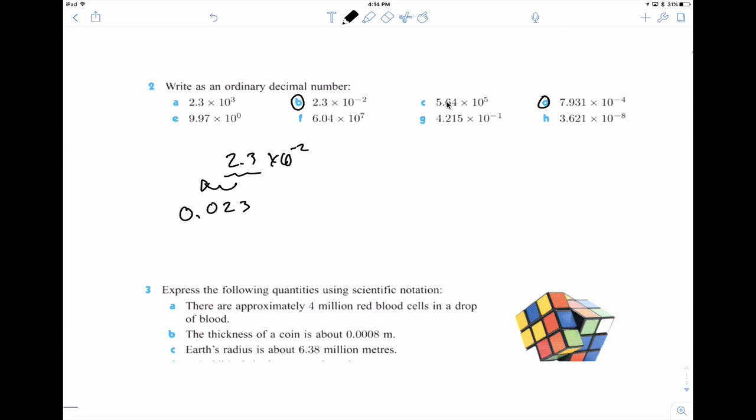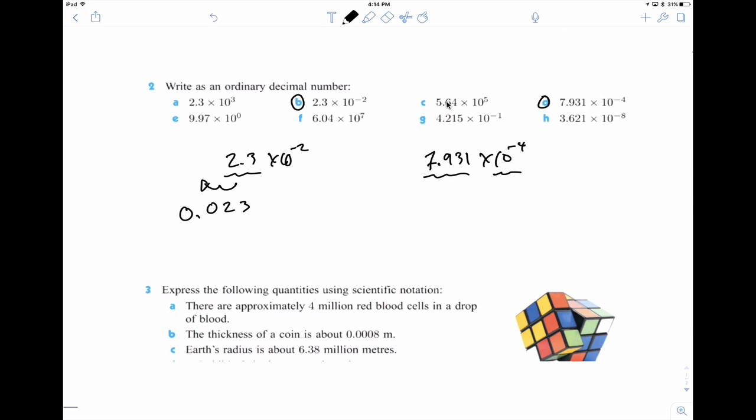Next example, 7.931 times 10 to the negative 4. This time we're moving the decimal place 4 to the left. Because again, this is not the quantity. The quantity is this times 10 to the minus 4. It's a quite small quantity.